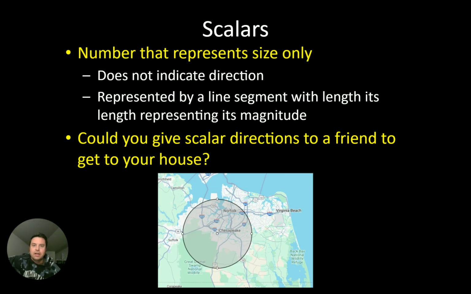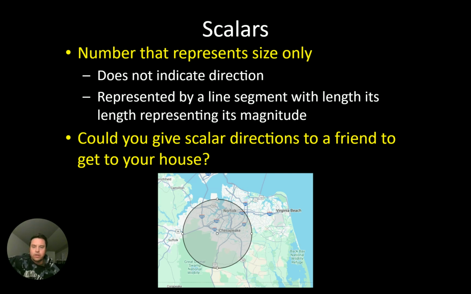So scalars. Like it says, a number that represents size only, has nothing to do with direction. Someone gives you a scalar number. You have no idea if it's left, right, up, down, northeast, southwest. It's represented by a line segment. Just draw a line. No indication of direction. It's just a line, and then its length, how big it is, indicates size. So if it's 1 foot versus 2 feet, you make the 2 foot one bigger. And then just an example here.